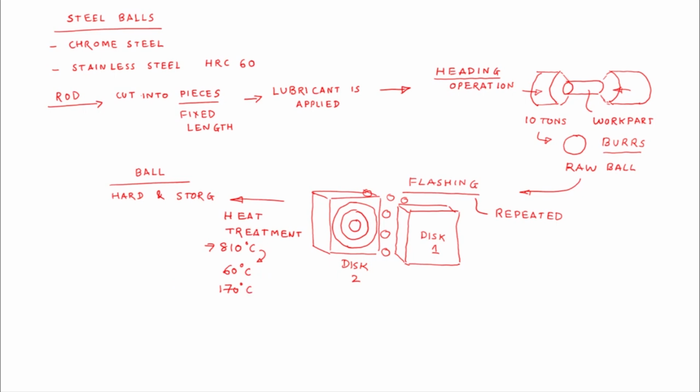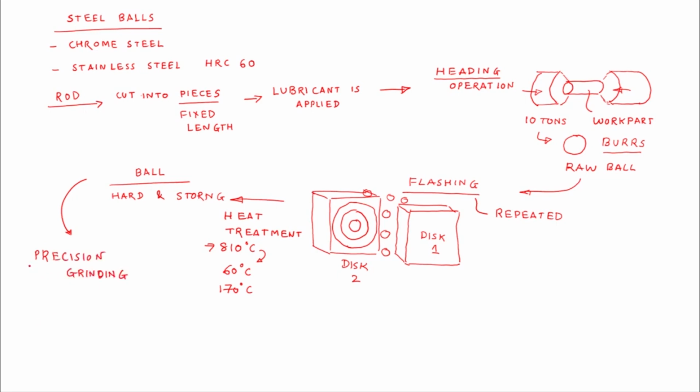Due to heating it up, cooling it down and further heating to 170 degrees, the balls will become strong and their molecules will get aligned. After the heat treatment, we go for precision grinding.